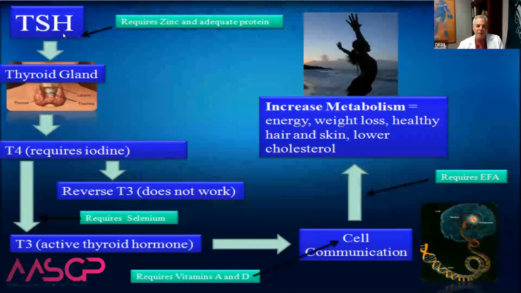And so if it detects you don't have enough, it's going to make more. If you have too much, it's going to make less. And so that number that we get is an inverse. So if we get a high number, that means you're hypothyroid. If you have a low number, you're hyperthyroid.